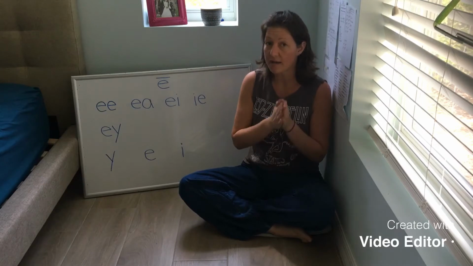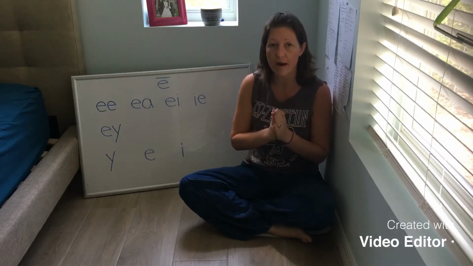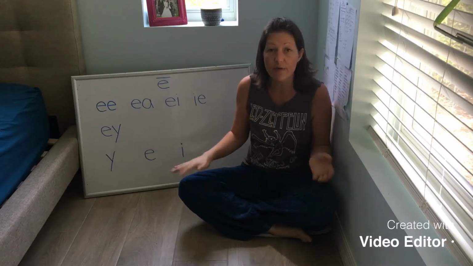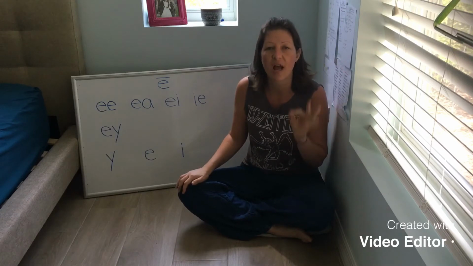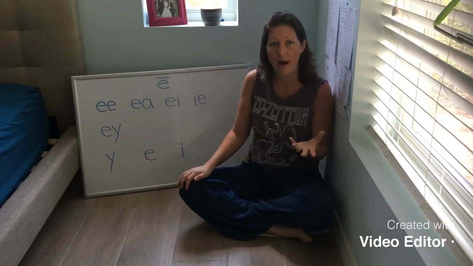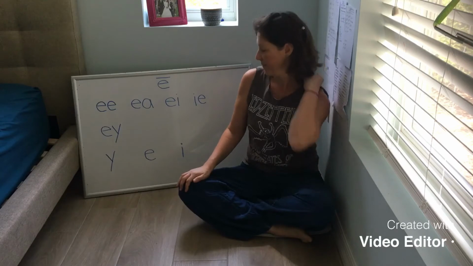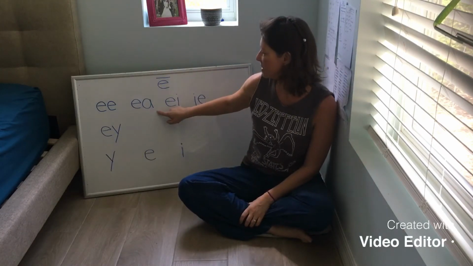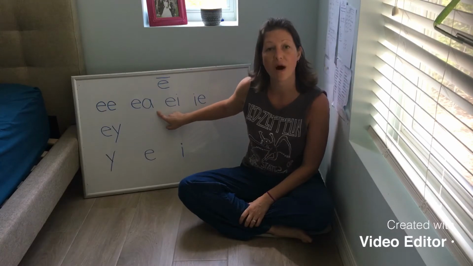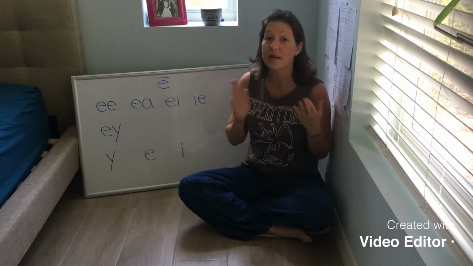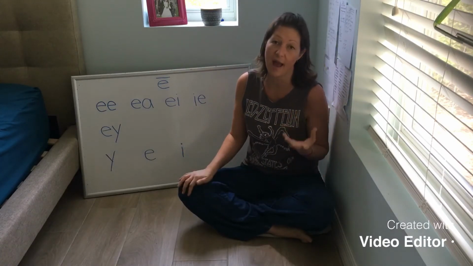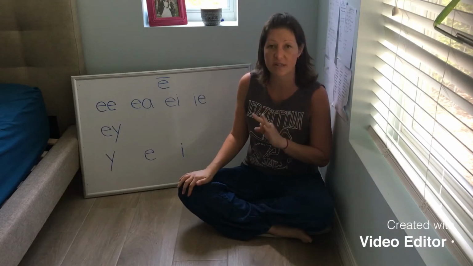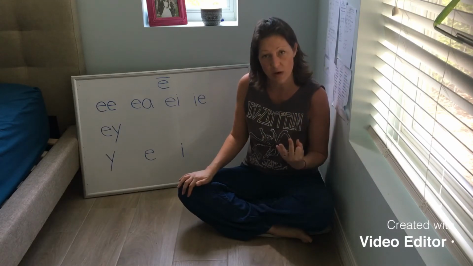We're gonna talk about some more phonograms today. You probably remember from your lesson with sh, ch, and th, that a phonogram is a letter or a group of letters that represent one sound. So we need phonograms to read and to write. We need them to spell words and to read words.